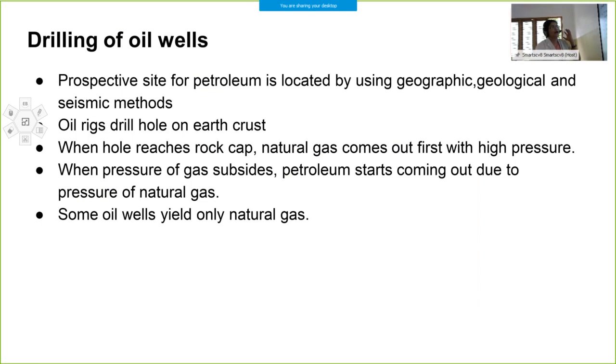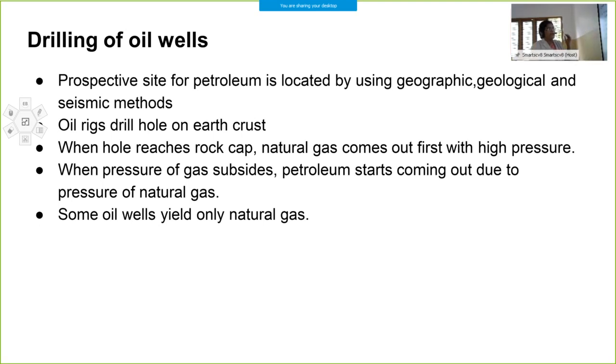So now, exactly how is it done? A prospective site for petroleum is located by using geographic, geological and seismic methods. That is the first step. First we have to find the location where the petroleum deposit is present. There are various geological, geographical and seismic methods to find out the location. We have to find that out first, and then oil rigs drill a hole in the earth's crust.